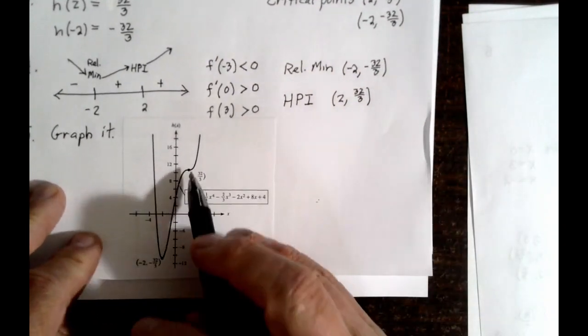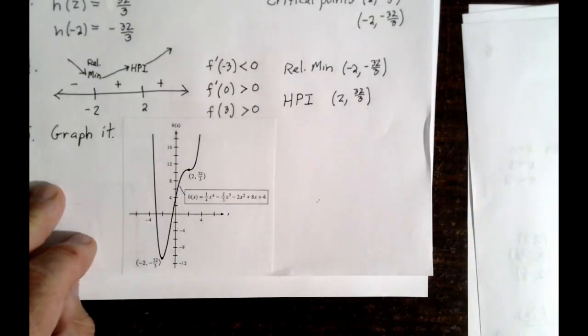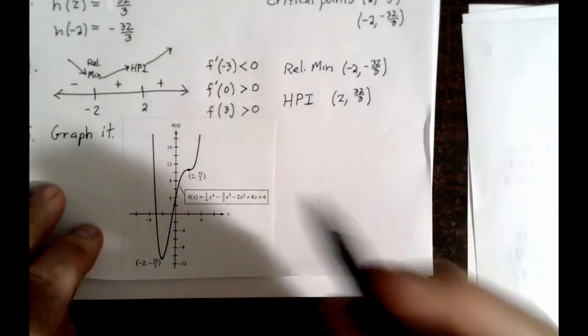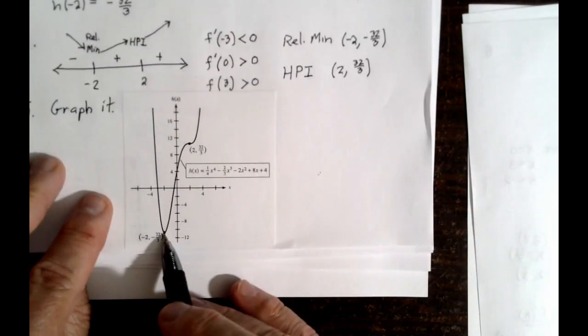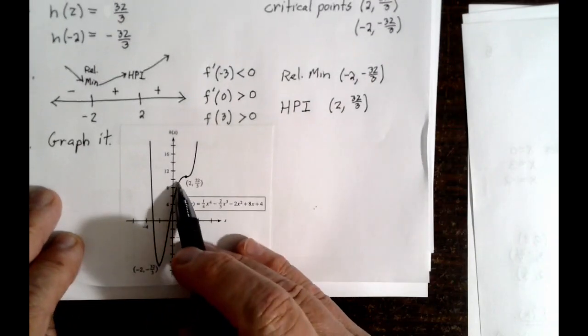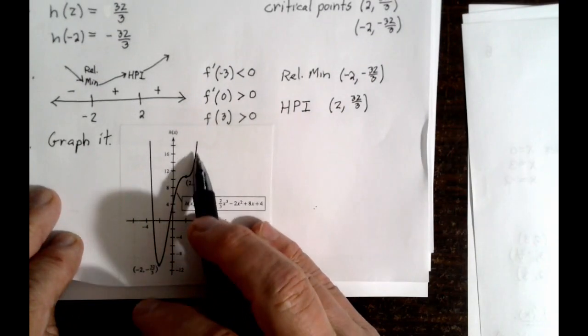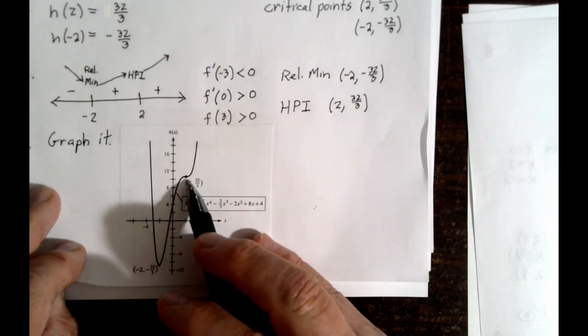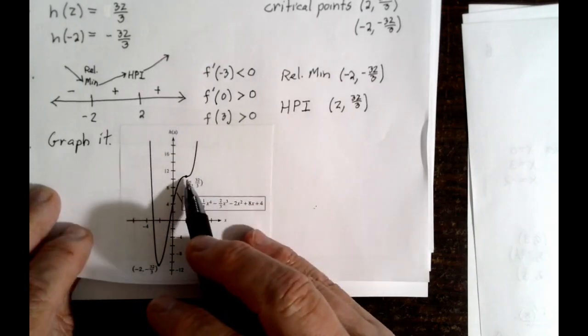So if you look at this, it's forever going up, so there is no maximum. It's just going up to infinity. And it does have a minimum point here, like we predicted. And notice right here, it levels off, and then it continues going up again. So you got increasing, increasing. That means that that is a horizontal point of inflection.